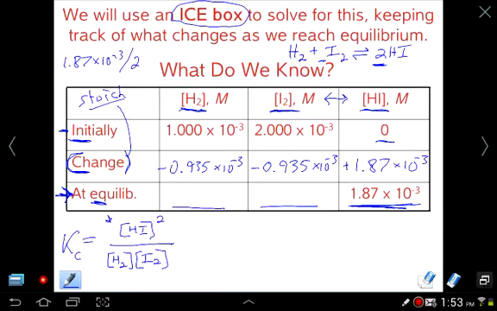And since we know the initial and the change now, we can calculate the equilibrium concentrations of both of these. In this case, 2 minus 0.9 should give us, going to put that on your calculator, 1.065 times 10 to the negative third, and then in this case 0.065 times 10 to the negative third.